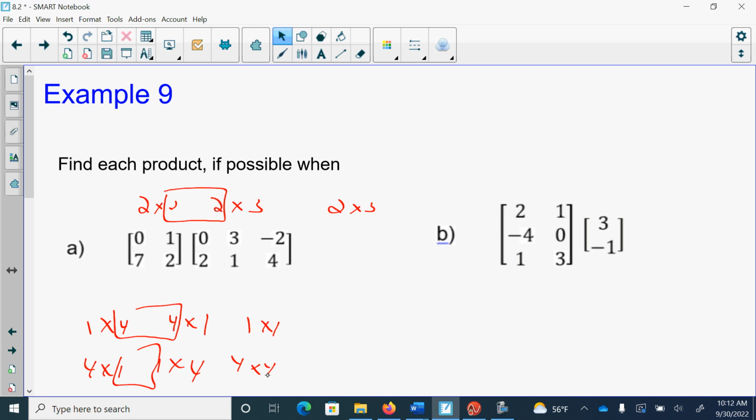Which should tell you what? What should I tell you? No, that's 3 by 2 times 2 by 8. Oh. It's going to be a 3 by 8. Yes? The middle, yes, the number of columns has to equal the number of rows. Not possible.